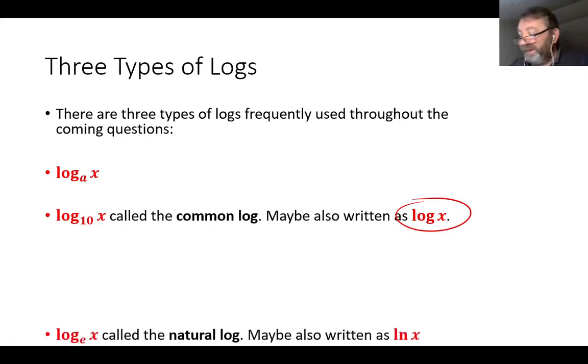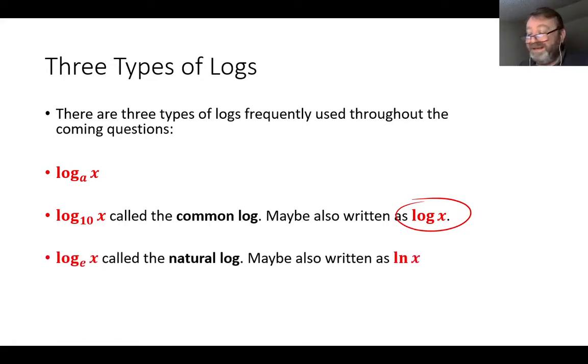Okay. And the second one is log to the base e of x. And again, that can be written in disguise as ln of x. And ln of x is simply another way, it's called the natural log of x, but it's another way to write log to the base e.